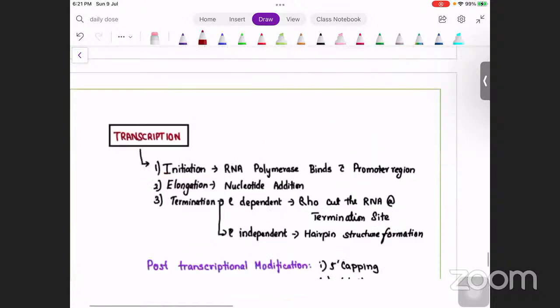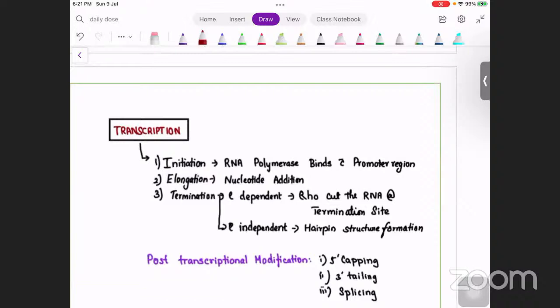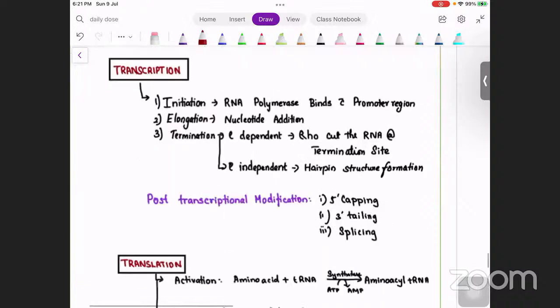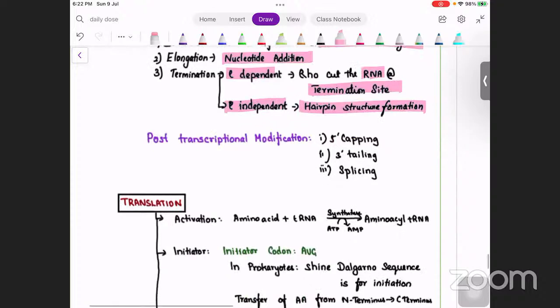Mitochondrial DNA contributes for about 1%. Okay. Then you have transcription. Initiation is done by RNA polymerase, which binds with the promoter region, and elongation is done by nucleotide addition. And termination is rho dependent or rho independent. Rho dependent means rho cuts the RNA at the termination site, while rho independent is hairpin structure formation and cutting off.